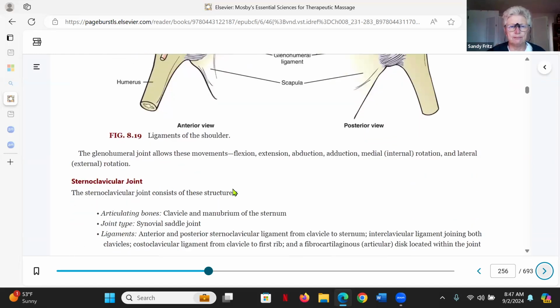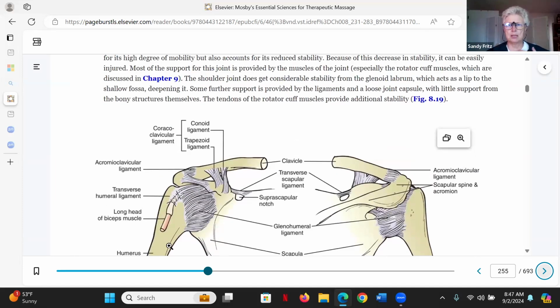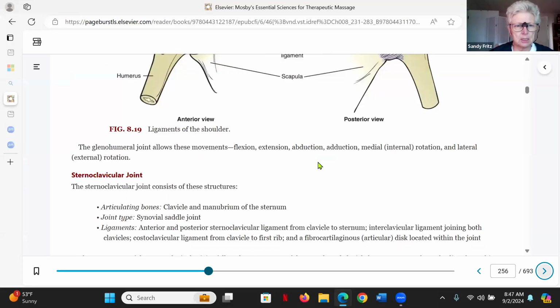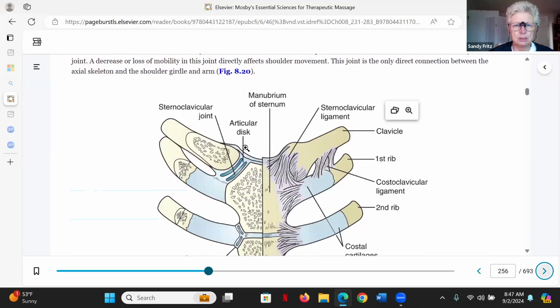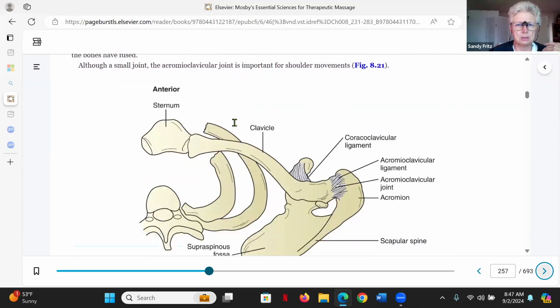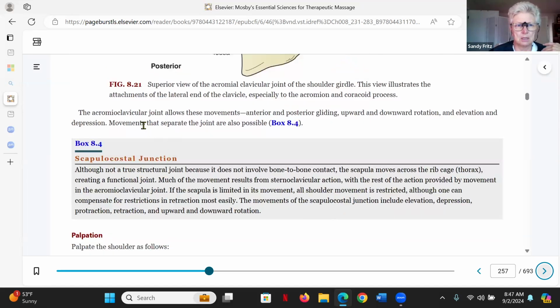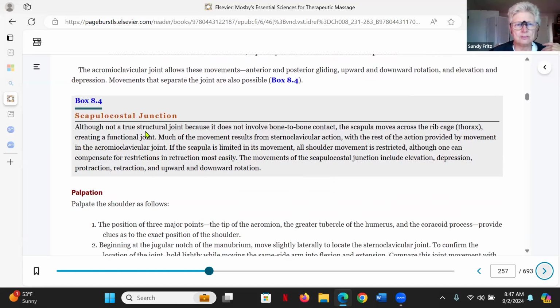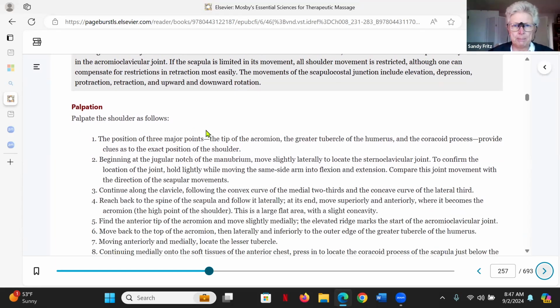Here's the sternoclavicular joint, sternum clavicle joint. The picture. The acromion, that's a bony landmark on the scapula. Acromioclavicular, those are the two bones. And then, interestingly, the relationship between the scapula and how it slides on the ribs is a pseudo joint, and that's what this box is describing. And then the palpation.